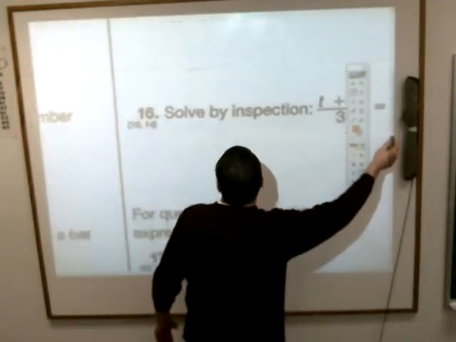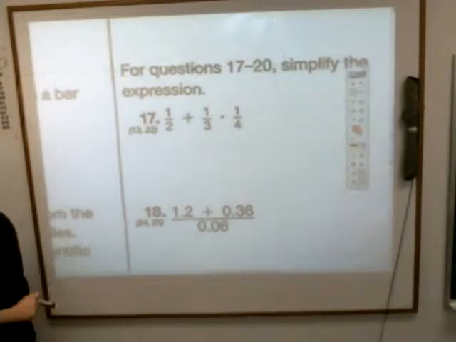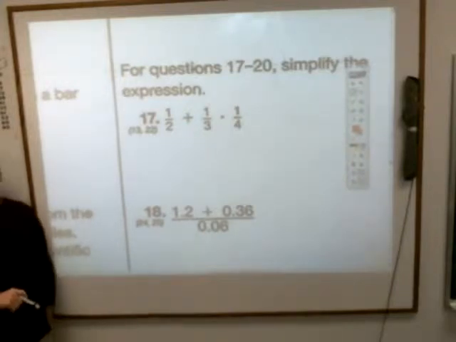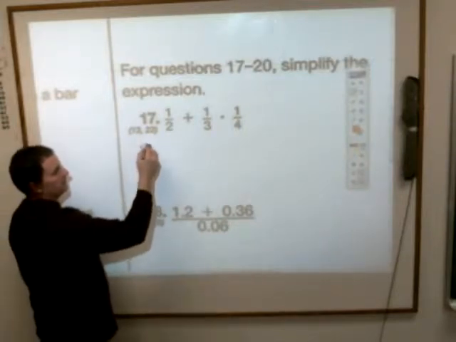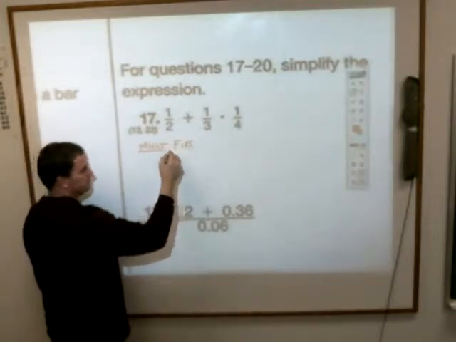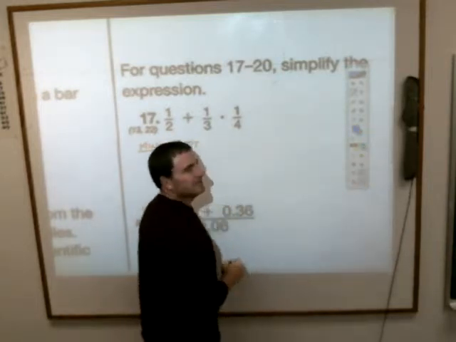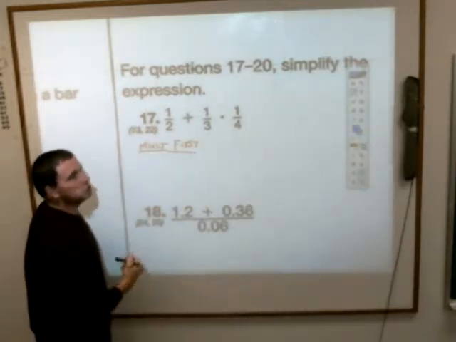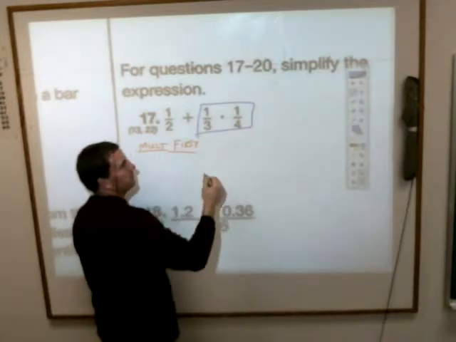So there'd be my notes on that one. Sure, 17. Who can read my mind? What would be my note to myself on problem 17, Taylor? Multiply first. Order of operations. You need to multiply first. Kendall, you are going to get another problem right simply because you wrote yourself that note. Order of operations says you have to multiply first.